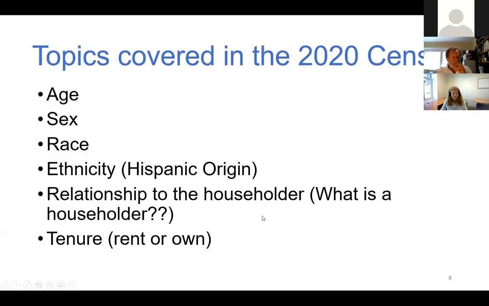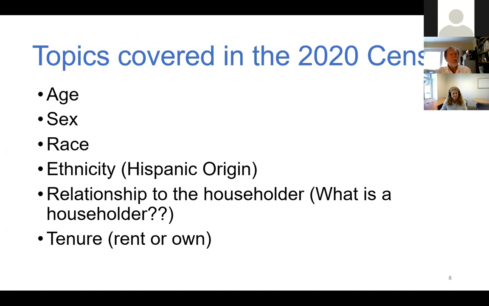There we go. So here are the questions that are asked in the 2020 decennial census. Age is pretty obvious. Sex is male and female. I'm going to talk in a little more detail about race and ethnicity, but just note that there are two different concepts in the census and in the federal statistical system. The other thing that's gathered in the census is called relationship to householder.